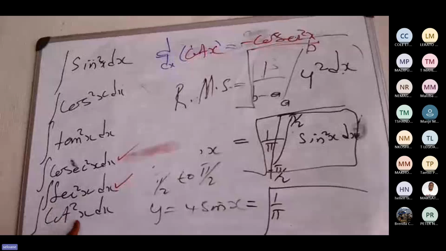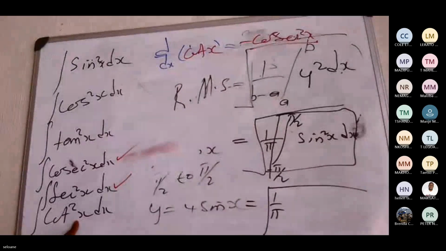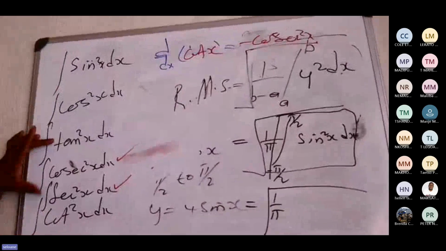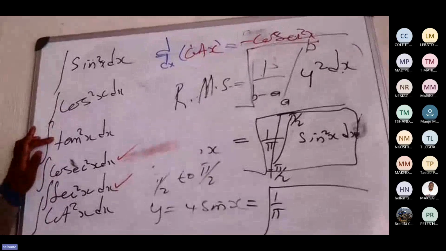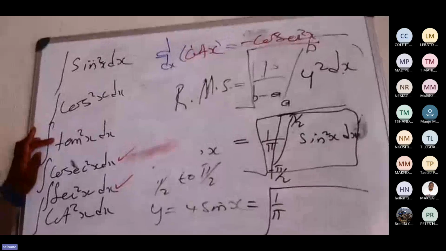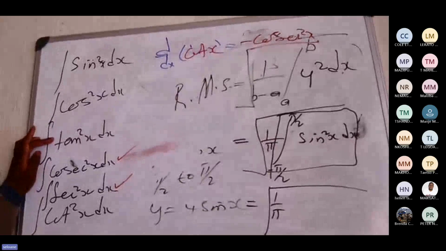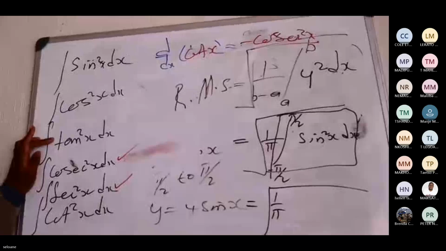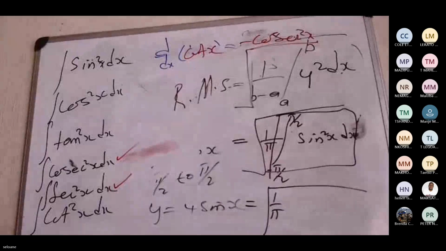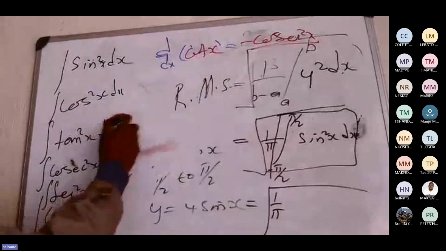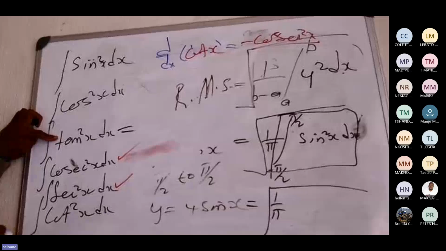Now, what about this one? Cot squared x. What about this one? Tan squared x. Are they standard? No. Because there is no trigonometric function whose derivative is tan squared x. Therefore, to integrate tan squared x, you have to do some manipulations. It's very simple. Because you can write tan squared using sec squared.